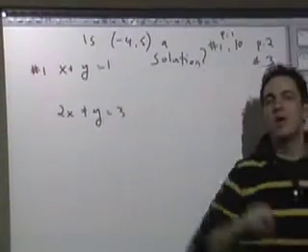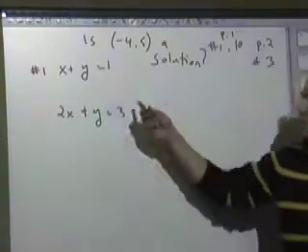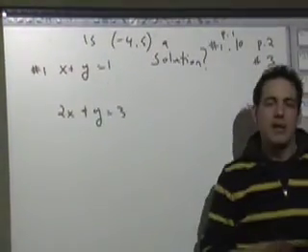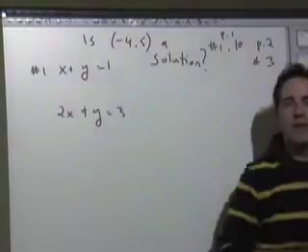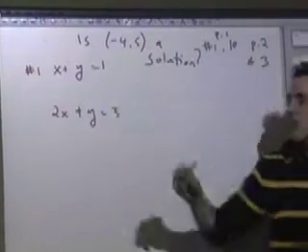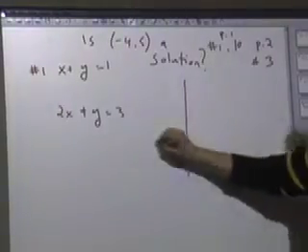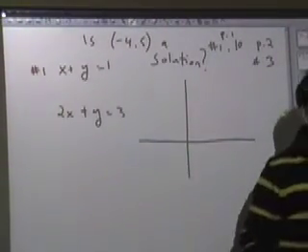Is this point right here a solution? Well, what they're implying here is that you solve it by graphing, and then you find out if the solution that you get by graphing is the same as negative 4, 5. I know there are other ways to do this, but in particular, this is graphing. They want you to show that you can graph it. So what's our first step?